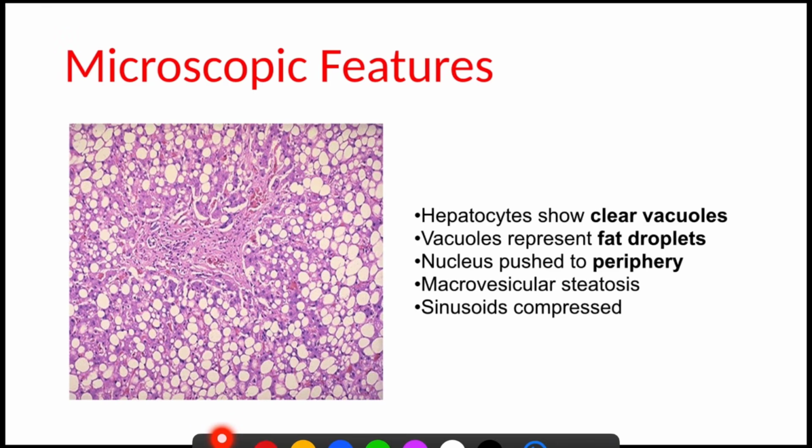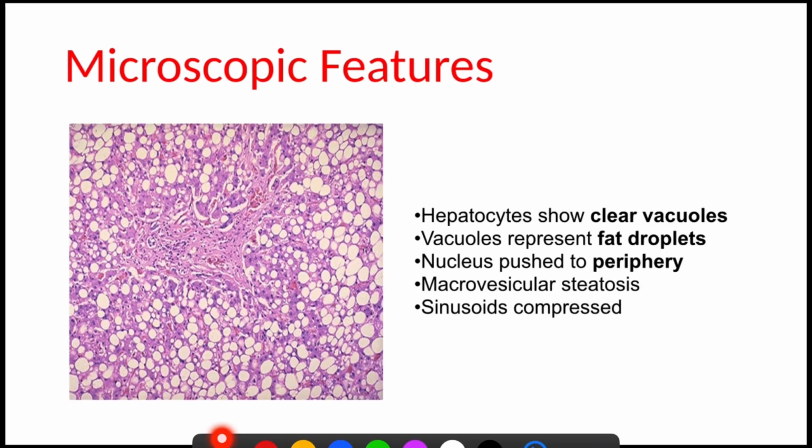this will lead to nucleus push to periphery, and these are the macrovesicular steatosis because majority of the vacuoles are larger in size, and all the sinusoids between this hepatic or hepatocyte plate is compressed. And what is the special stain for fat? That is oil red O.